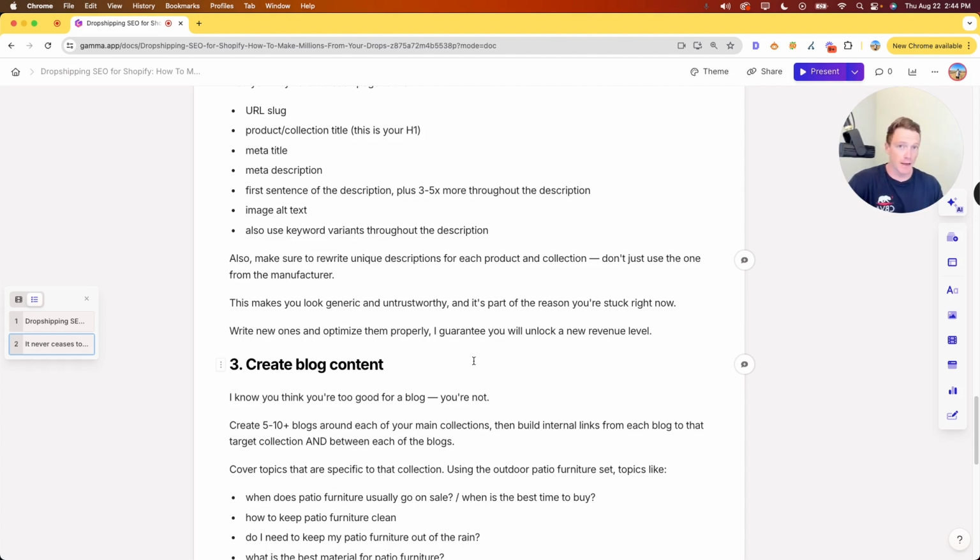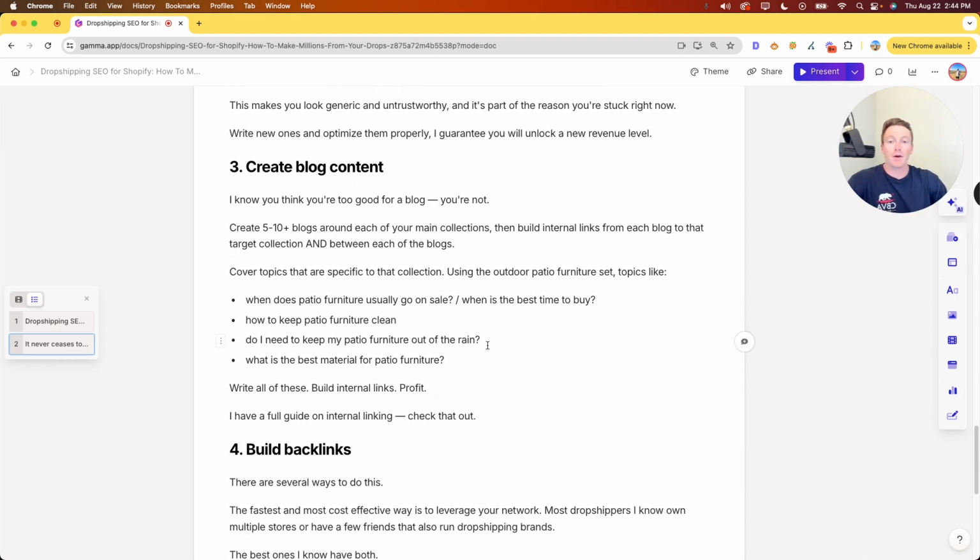If you're not doing this, it's definitely part of the reason you're stuck, okay? If you're using the same description as someone else, the supplier, they were there before you, well, as a company, but really in terms of search, okay? If you're using the same description, you will never outrank your supplier. Simple as that, okay? They were there first. It looks like you're quite literally plagiarizing them to a degree, all right? Now, write new ones, optimize them properly based on this framework, okay? I guarantee you, you're going to start ranking higher and you're going to unlock that new revenue level you've been hunting.